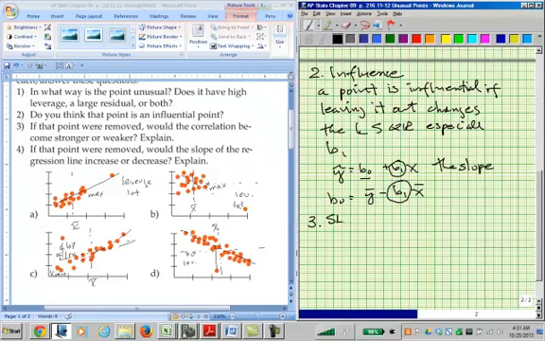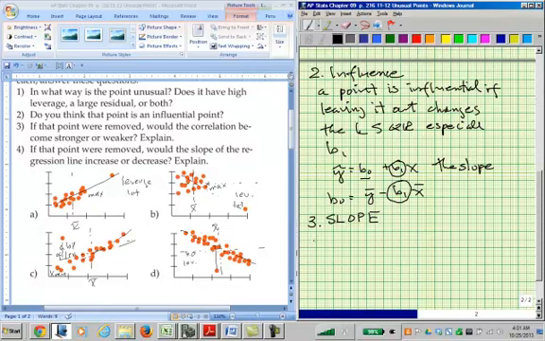Slope is done. Okay, so to go over it again. A, no change. B, the slope gets more negative, decreases or whatever. C, the slope decreases slightly. D, the slope does not change.